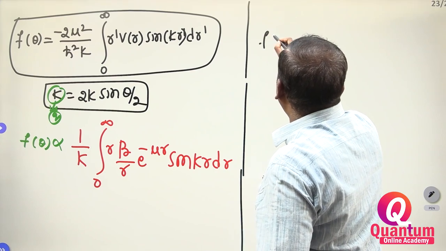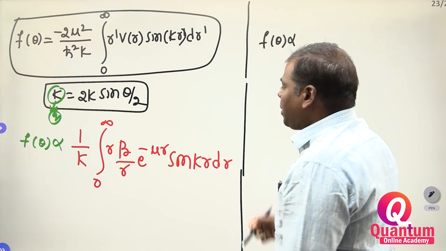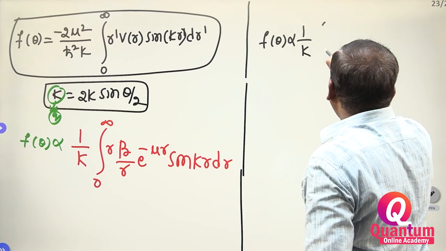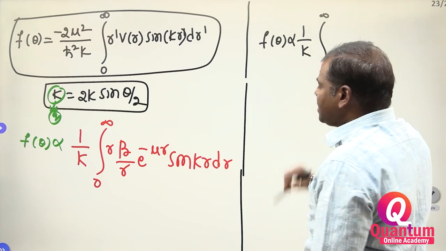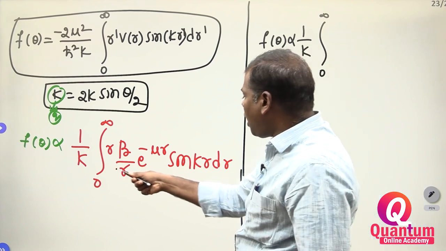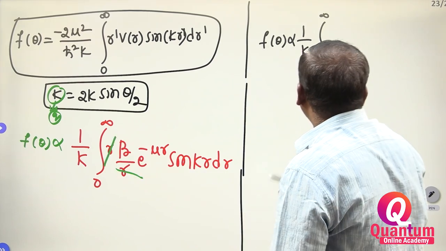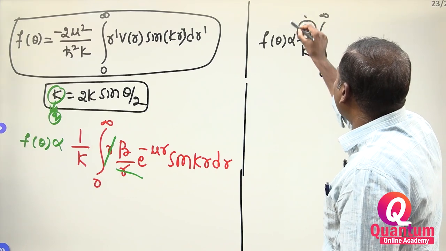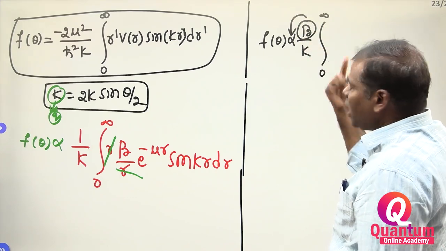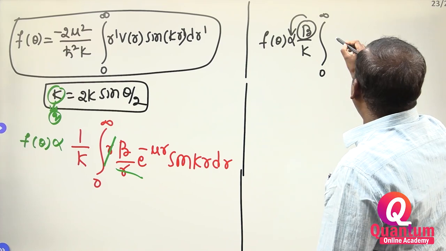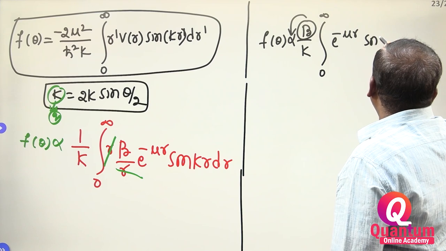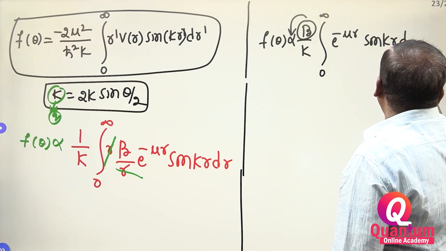F of theta is directly proportional to 1 by k. We are writing the integral 0 to infinity easily. The r gets cancelled. That beta also you have to bring outside. Beta is a constant value, so we can omit it also. e to the power of minus mu r, sin kr, dr.